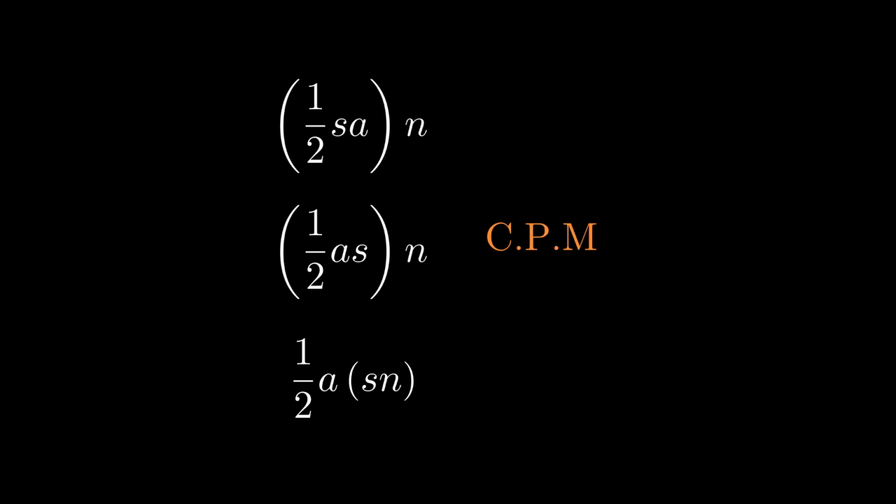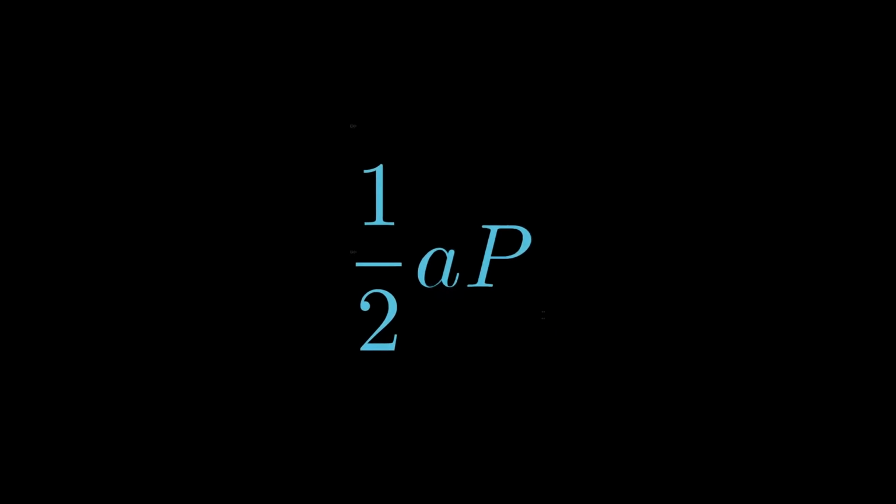1/2 SA times n can be further simplified by swapping the places of S and A. It works, and we don't violate any rules because of the commutative property of multiplication. And now, we can replace the groupings so S and N can go together. Again, we just apply the associative property here. We all know that the length of a regular polygon's side times its number of sides result to its perimeter. Hence, the very formula we all know is 1/2 AP, where A is the apothem and P is the perimeter of the regular polygon.